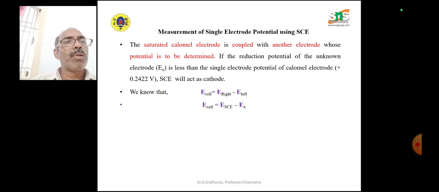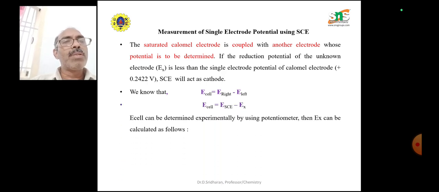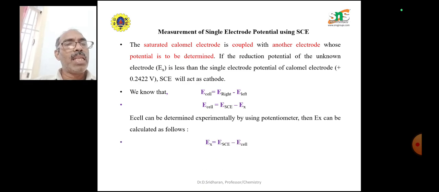Measurement of single electrode potential using SCE. The saturated calomel electrode is coupled with another electrode whose potential is to be determined. If the reduction potential of the unknown electrode is less than the single electrode potential of the calomel electrode, SCE will act as the cathode. E cell equals E right minus E left, so E cell equals E_SCE minus E_X. E cell can be determined experimentally by using a potentiometer. Then E_X can be calculated as follows: E_X equals E_SCE minus E cell.